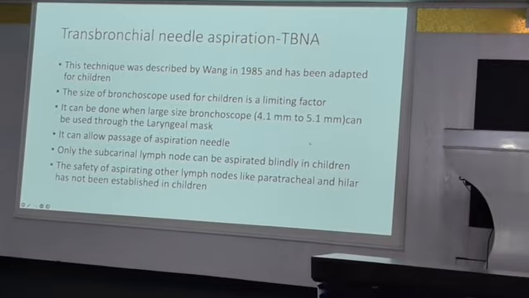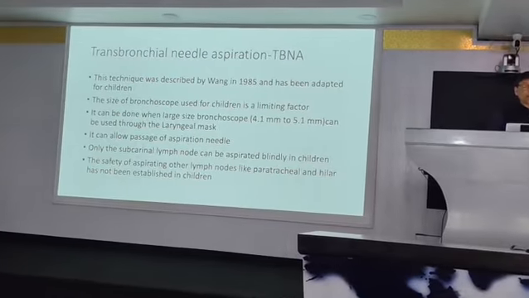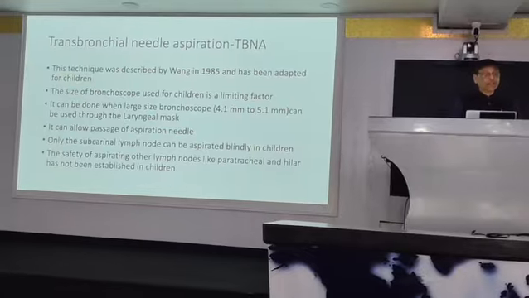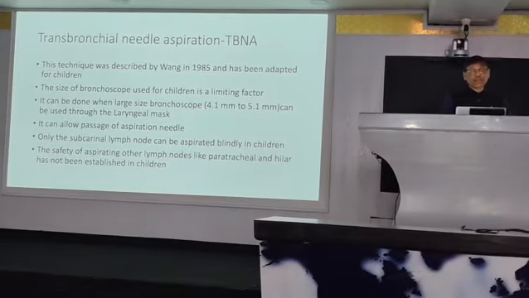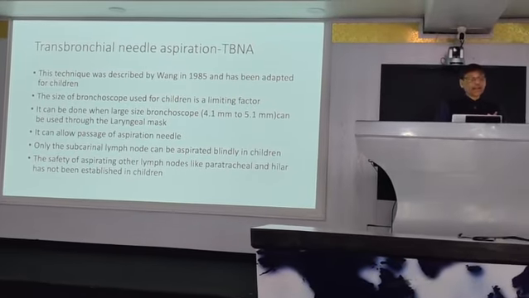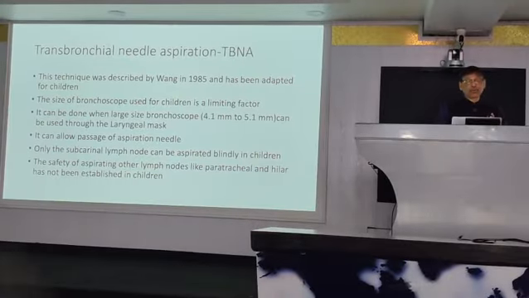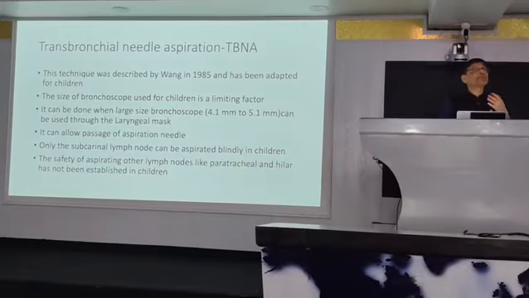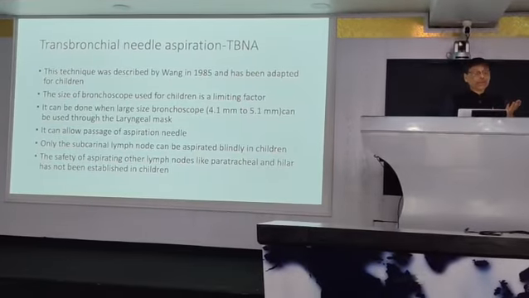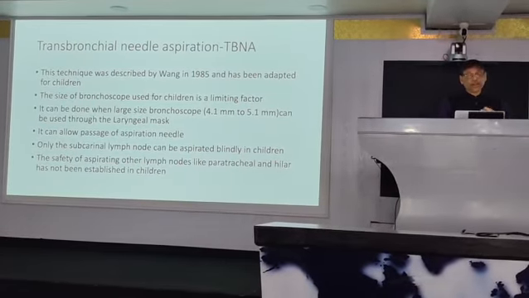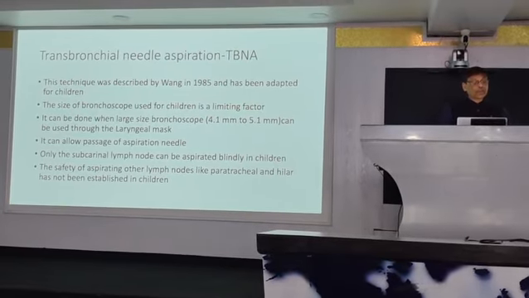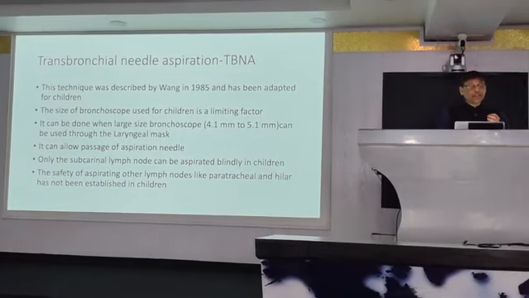Transbronchial needle aspiration, TBNA. This technique was described by Wang in 1985 and has been adapted for children. The size of the bronchoscope used for children is a limiting factor. It can be done with a large size bronchoscope, 4.1 to 5.1, used in children above 6 years of age. It can be used through the laryngeal mask. It can allow passage of the aspiration needle.